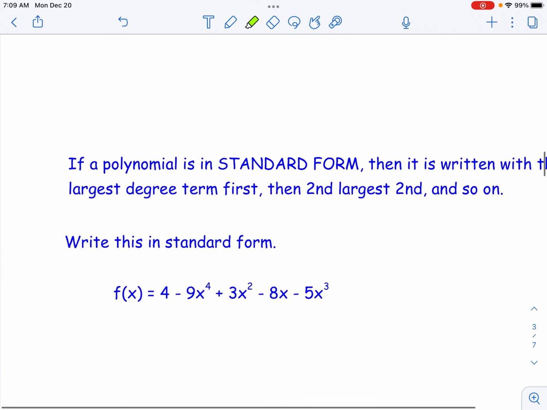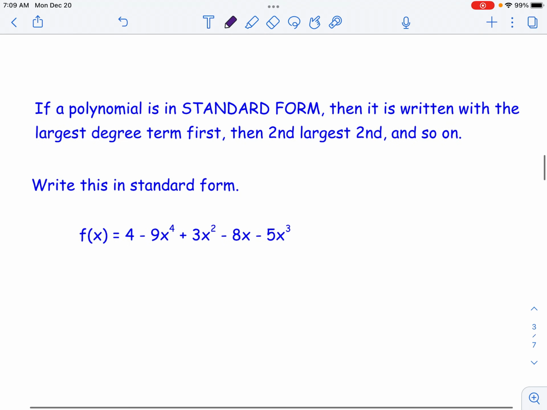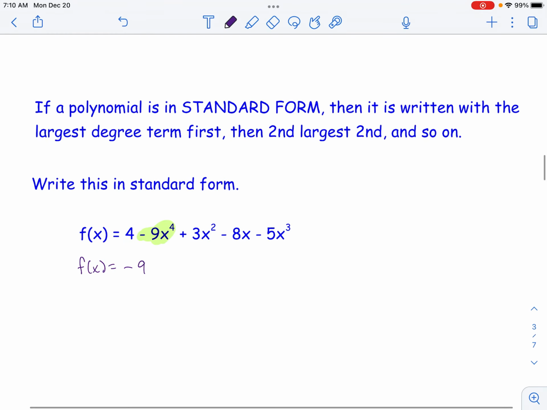Okay, moving on, let's talk about standard form. If something's written in standard form, then it's written with the largest degree term first, the second largest degree term second, third, and so on. So what do I mean by largest degree term? Well, the degree is the exponent on x. So the largest degree term in this case would be negative 9x to the 4th. So if I'm writing this in standard form, I would write f of x equals, and then I write the largest degree term first, negative 9x to the 4th.